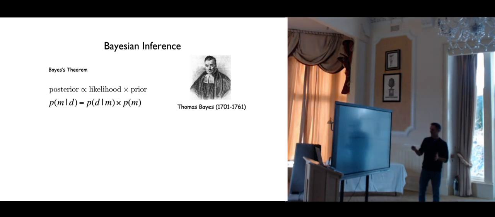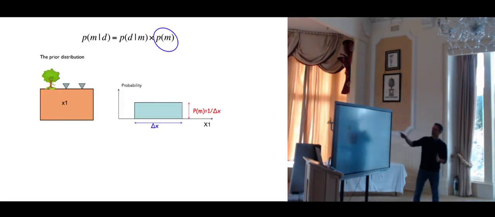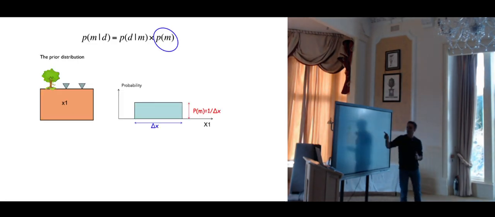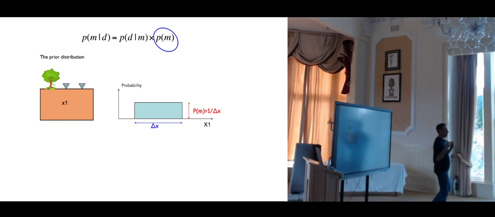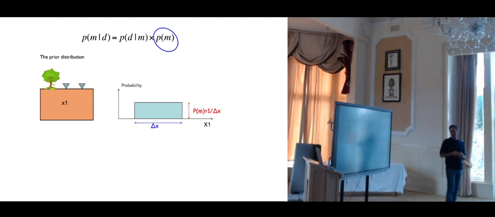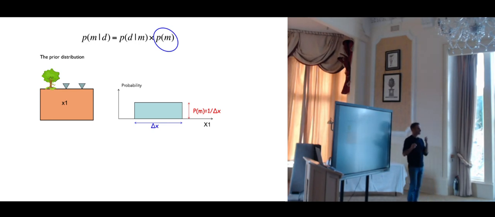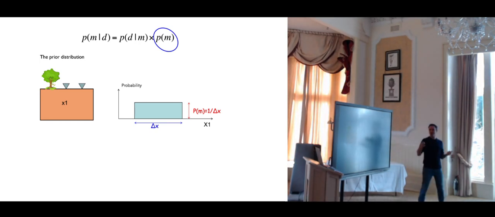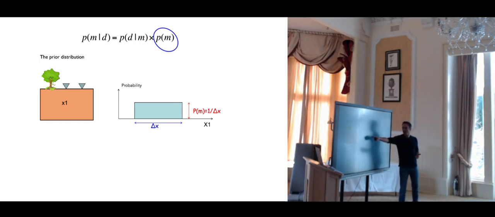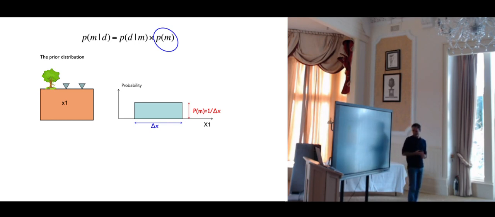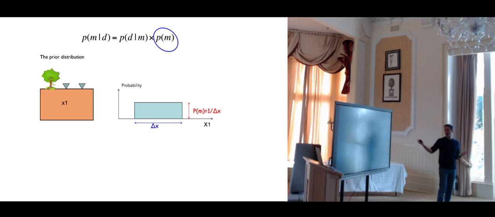And for that, I'll use a cartoon again. So here, the prior represents what we know about the model before looking at the data. Let's imagine we have just one model parameter. We just invert for x1, a constant. And we want to put a prior on this value. Let's assume that we are going to use a uniform prior. And so this is a prior distribution on the x1.